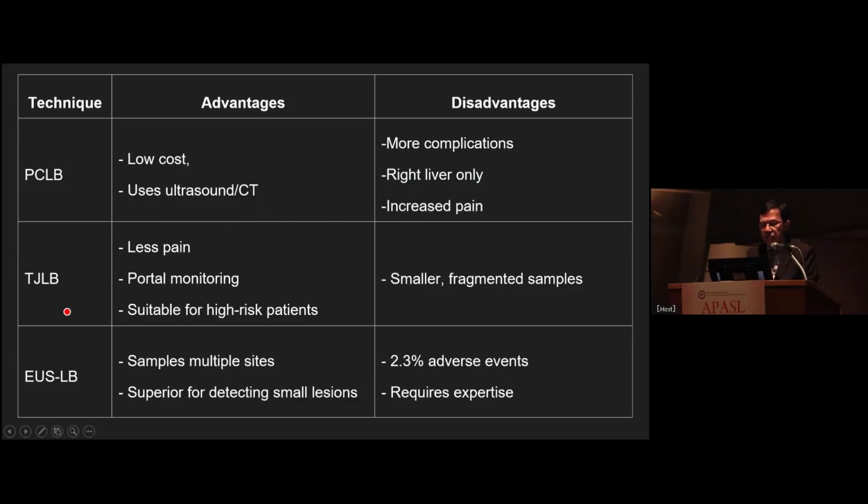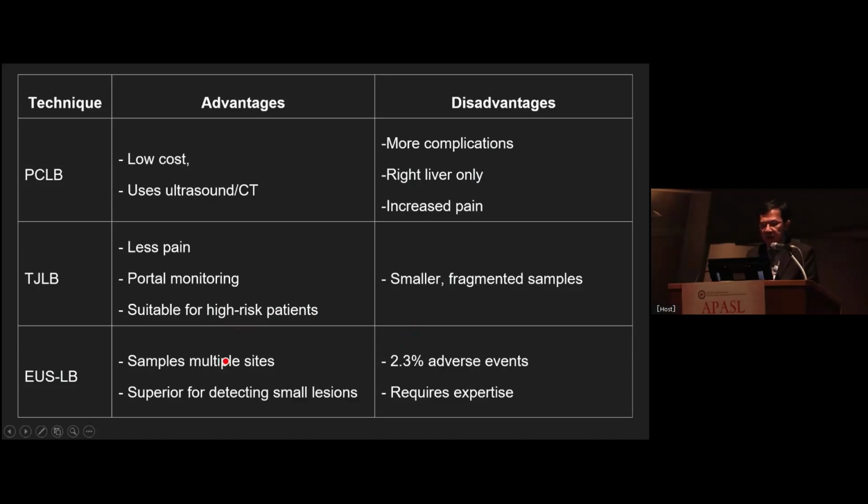And then the transjugular liver biopsy causes less pain, and it can be used for portal hypertension monitoring, to measure the hepatic venous pressure gradient, and it's suitable for high-risk patients who have a low platelet count. However, the specimen that we obtain from transjugular liver biopsy is relatively smaller and fragmented.